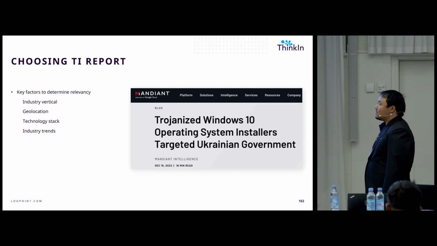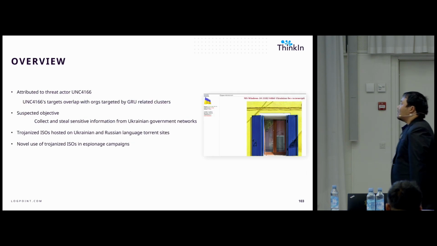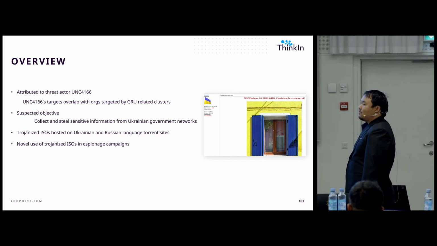Another one is industry trend. Just look for prior incidents or prior TTPs used by threat actors in your industry, so that you can get an idea of what to expect in the future, because normally the patterns will be repeated over time. This one, we have chosen from the Mandiant report, based on UNC4166.